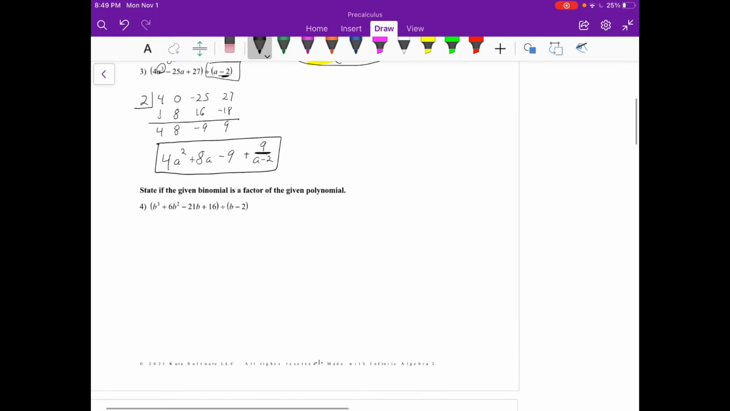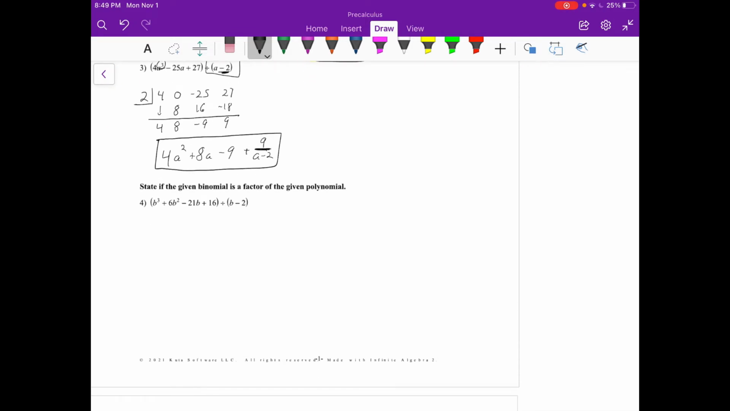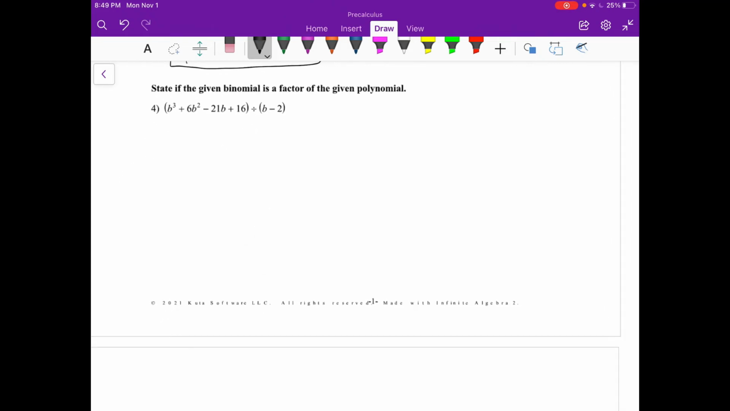All right, number 4. State if the given binomial is a factor of the given polynomial. Well, for it to be a factor, we can divide. And if the remainder is 0, then it's a factor. If the remainder is not 0, then it is not a factor. So we'll go ahead and do synthetic division again. We've got a 2, because we do the opposite of that. We list our coefficients, which are 1, 6, negative 21, and 16.